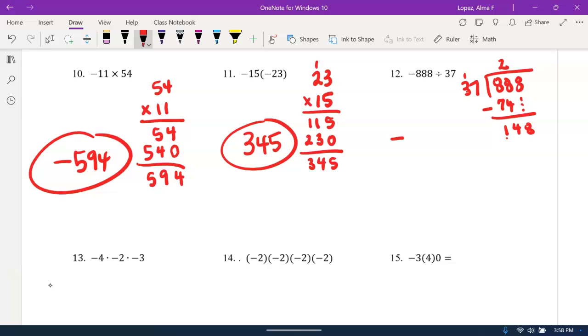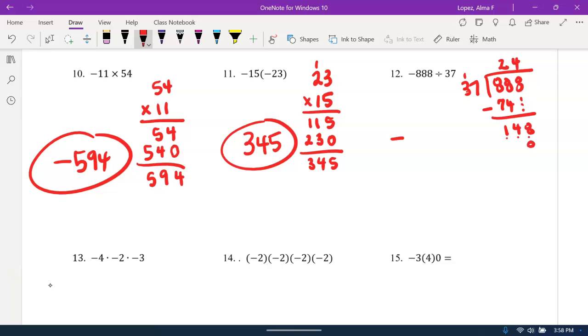37 does not go into 1. Doesn't go into 14, so I'm going to have to use all 3 digits this time. 37, and I start playing with it in the margin. 37 times 3, 37 times 4. When I do 37 times 4, I happen to get 148.